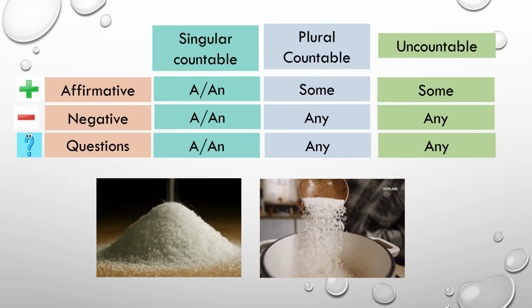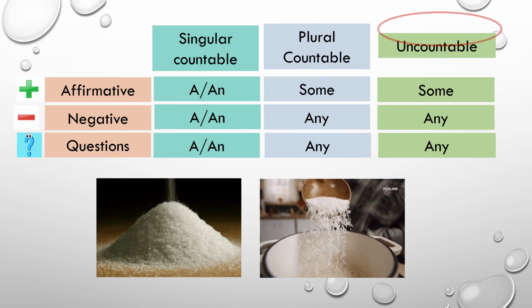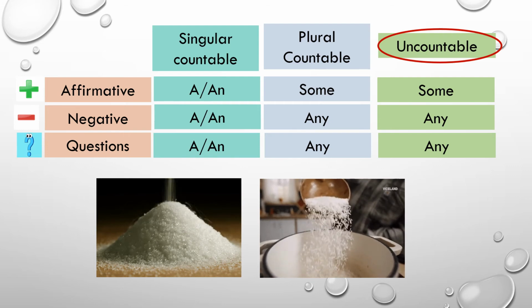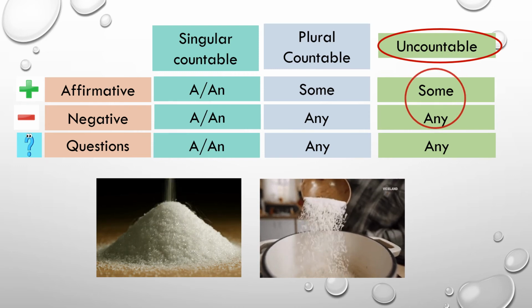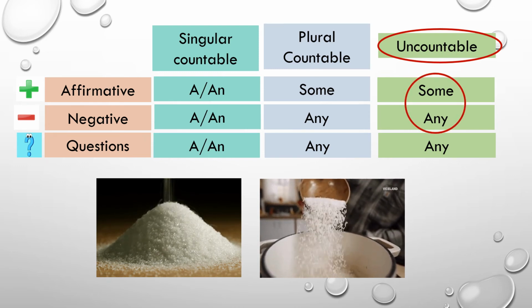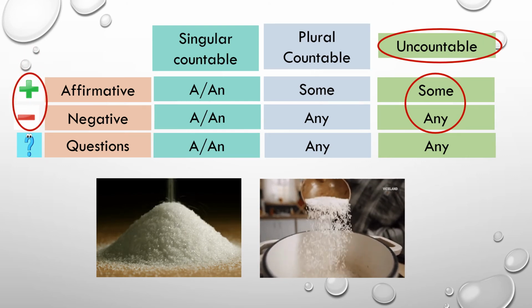Now, let's look at the example of uncountable nouns. Sekarang kita tengok pula contoh mengenai uncountable nouns. Macam teacher buat tadi, contoh uncountable ialah sugar, rice and hairs. With uncountable nouns, we also use some or any. The same rules apply. Some for affirmative sentences and any for negative sentences. Okay, untuk uncountable nouns, kita juga gunakan some or any. Kemudiannya peraturannya sama, some untuk ayat pernyataan dan any untuk ayat negatif.